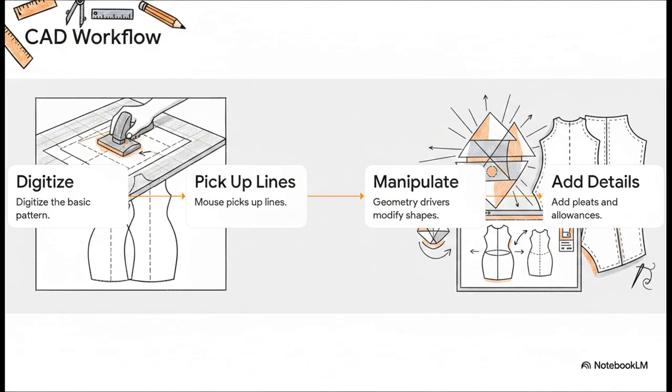Using a sensitized table, a pattern maker digitizes a manually drafted basic block pattern right into the system using a specialized mouse. Once it's on the screen, these incredible geometry drivers take over. A pattern maker can make an infinite number of changes to shapes and sizes. They can execute dart manipulations, instantly add pleats for fullness, and generate perfect seam allowances for a production pattern with literally just a few clicks.